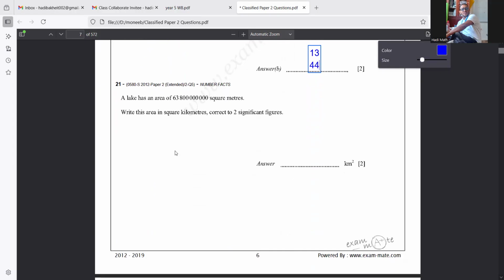The next question: a lake has an area of 63 billion 800 million square meters. Write this area in square kilometers. Correct it to significant figures. If you know how, it's okay. If you don't know, you can start from the beginning. Like, 1 kilometer is equal to 1,000 meters.